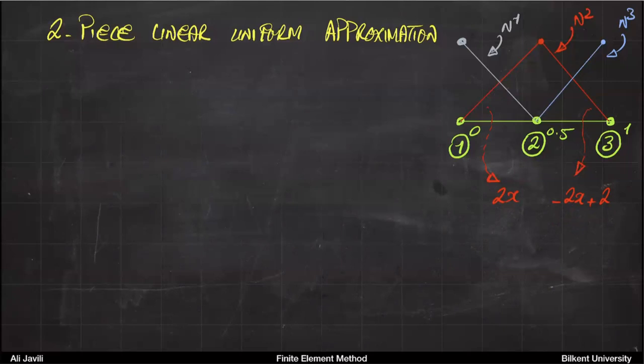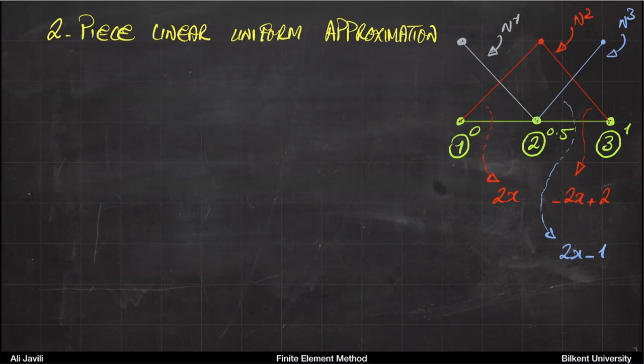N3, if I can just write it here, that would be 2x minus 1. Again, you can see that if x is 1, that gives you 1. And if x is 0.5, that gives you 0.